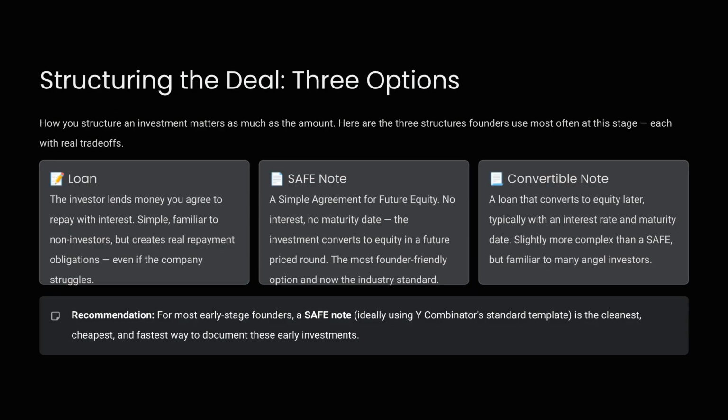When structuring the deal, you have 3 options: a loan, a safe note, or a convertible note. For most early-stage founders, the safe note, based on Y Combinator's standard template, is the cleanest, cheapest, and fastest way to document these early investments.